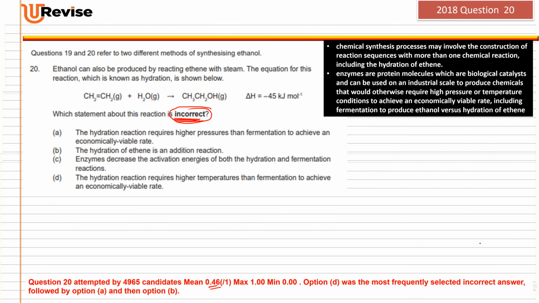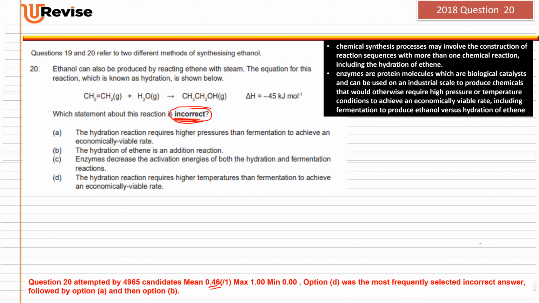Now, the syllabus points which inspired these questions are right here. Chemical synthesis processes may involve the construction of reaction sequences with more than one chemical reaction, including the hydration of ethene. Enzymes are protein molecules which are biological catalysts and can be used on an industrial scale to produce chemicals that would otherwise require higher pressure or temperature conditions to achieve economically viable rates, including fermentation to produce ethanol versus hydration of ethene.